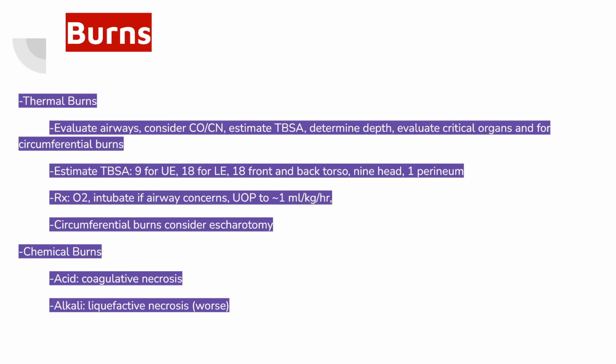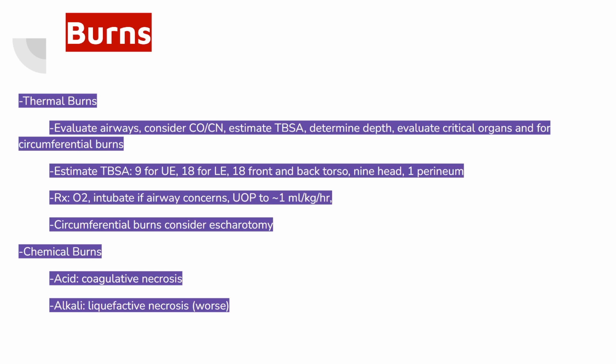Okay, thermal burns. Evaluate the airway, consider other pathology, right? Carbon monoxide and cyanide. Estimate the total body surface area, determine the depth, evaluate critical organs, and for circumferential burns. There's a rule here for total body surface area that you need to know, which is basically 9 for upper extremity, 18 for lower extremity, 18 for front, and 18 for back of torso, 9 for the head, and 1 for the perineum.